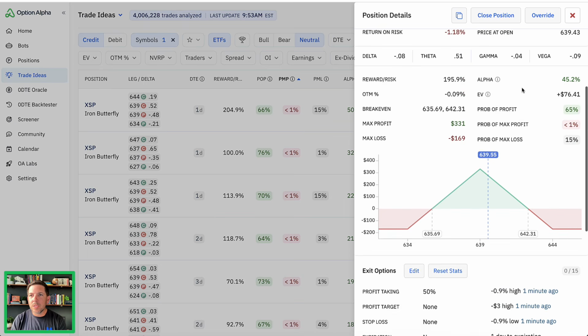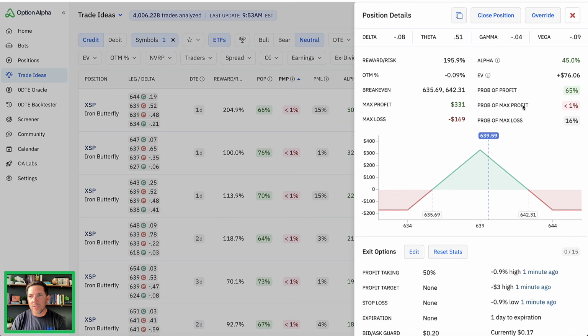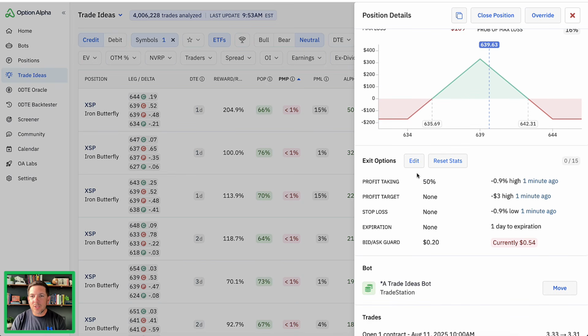Again, once you get into the position on Option Alpha, you'll see all of your stats: your risk reward, your out of the money alpha, expected value, probability of profit, everything. And in this case, you can see I've got my exit options, which are currently working right now. So I have my 50% profit taking, I've got my bid-ask spread guard in place, which seems to be working right now. And it's going to be tracking the high of the position to see if I can take profits. I don't have any other exit options on this one. So for this one, it's just simply going to let it run to expiration if it doesn't exit before for a profit taking level.